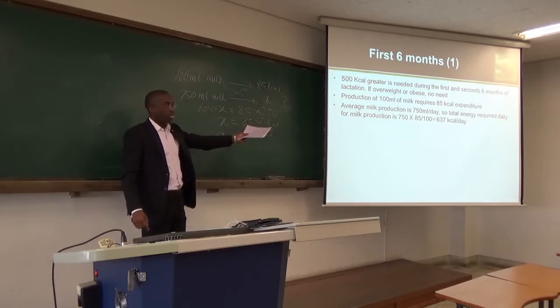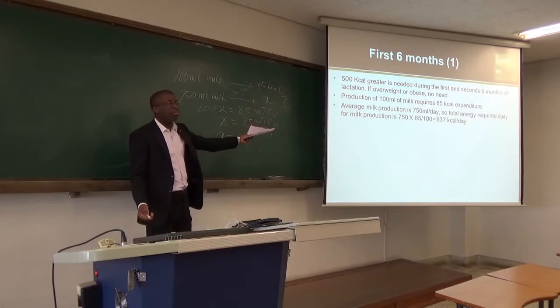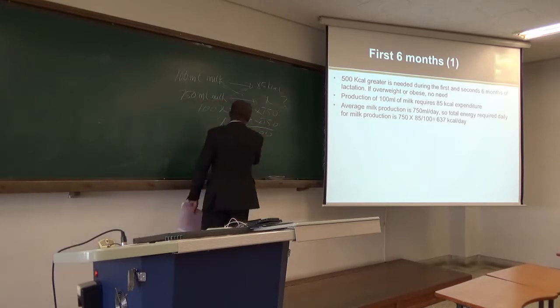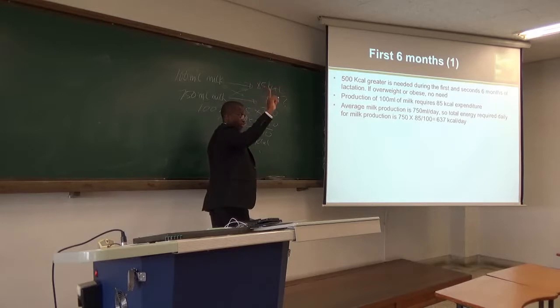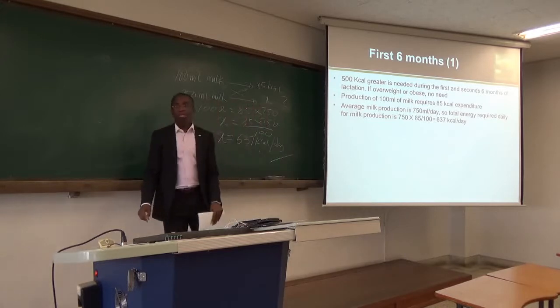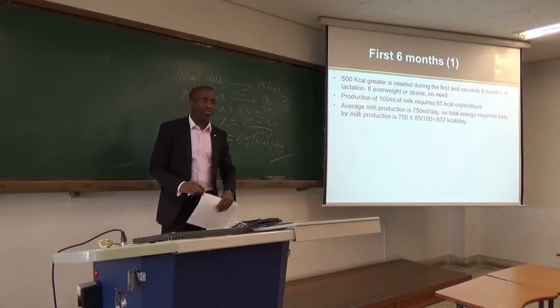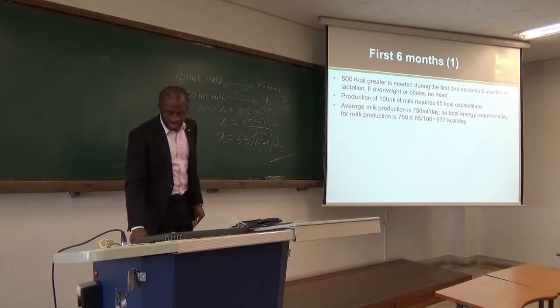637. Alright? Did you guys do this? Sometimes I make mistakes, right? Okay, so I have 637 kilocalorie per day. Okay? Per day. Everybody's happy? We understand, right? Okay. So now let's move.